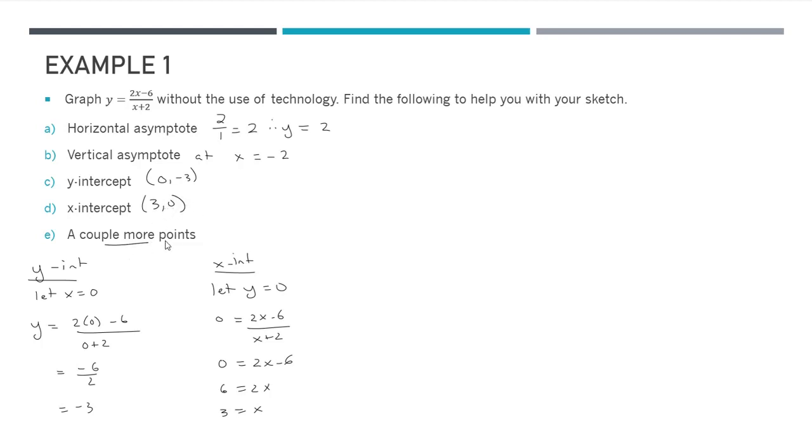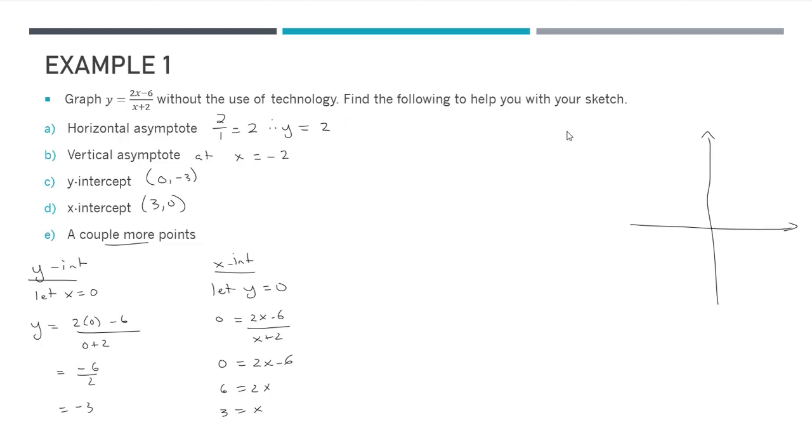And then it says we could plot a couple more points. We're not really too sure, though, where those points should be at this point. You could maybe do this with transformations. We don't want to, though. We want to do this here. So we're going to just write on the right side and start plotting what we know.